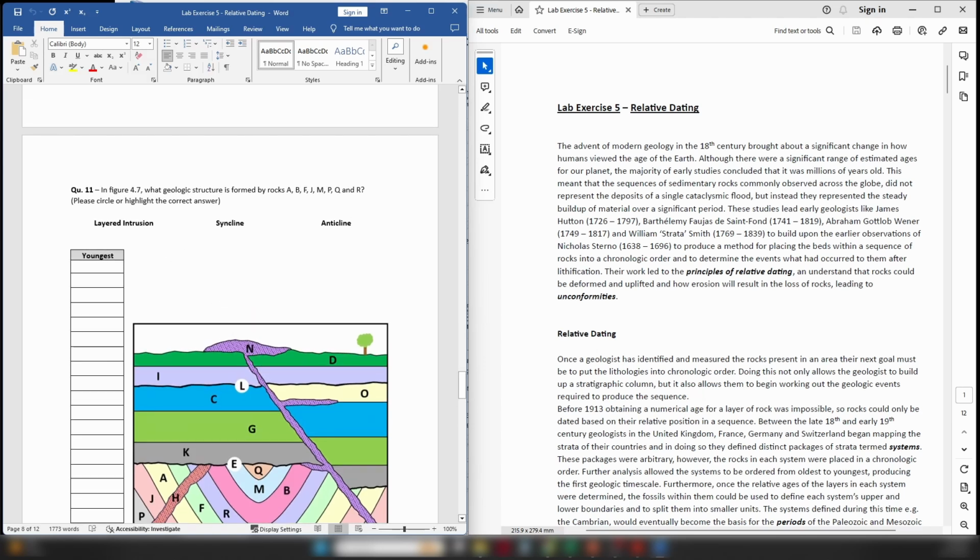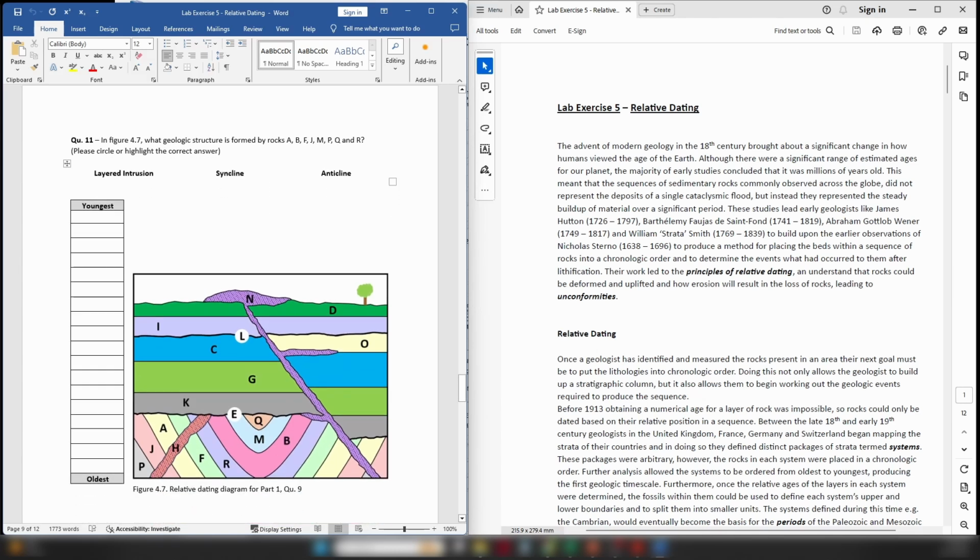Finally, in figure 4.7, what geologic structure is formed by rocks A, B, F, J, M, P, Q, and R? You can see you have 3 options: lead, intrusion, syncline, anticline. Please select the correct option. If you are uncertain about what these terms mean, please once again refer back to your physical geology notes. If you still can't find the information you need, please email me, and as a last resort, Google.